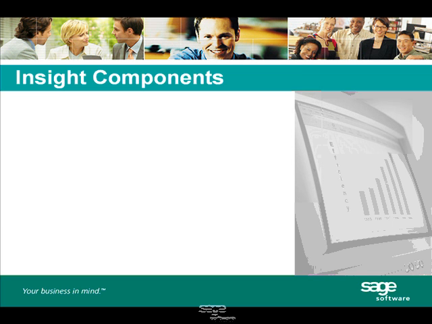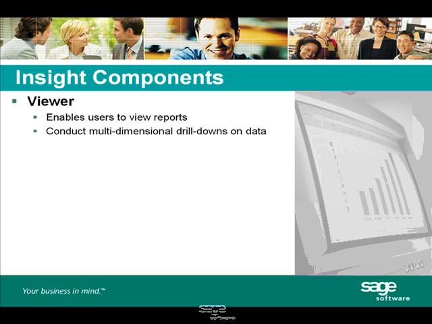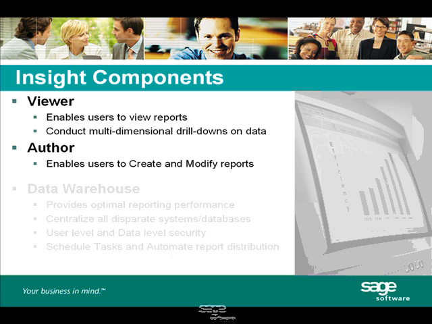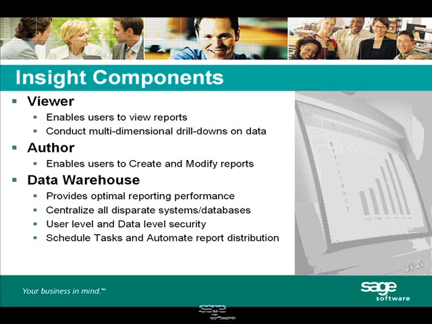Insight is made up of key optional components that can be combined to give you a solution that meets your needs. We'll start off with the viewer. This is a component that gives the users the ability to do drill downs and slicing and dicing of their data. The author component will allow you to create or modify any existing reports. The data warehouse is a key component. It allows all of the data to be centralized and managed in one place. And if you need web access, then the web deployment component will provide access over the internet or your corporate intranet.